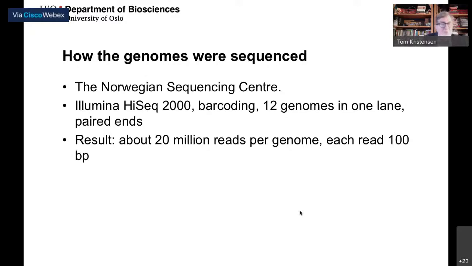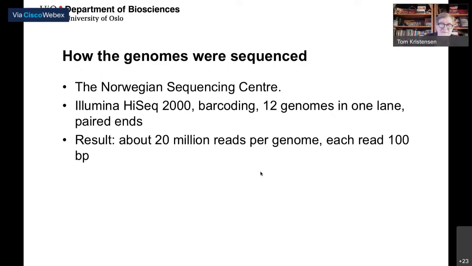So we grew up the resistant mutants. We isolated DNA from them, and we sent it to the Norwegian Sequencing Center in Oslo. And in this experiment, we used an Illumina HiSeq instrument, which at that time could only read 100 base pairs per read.